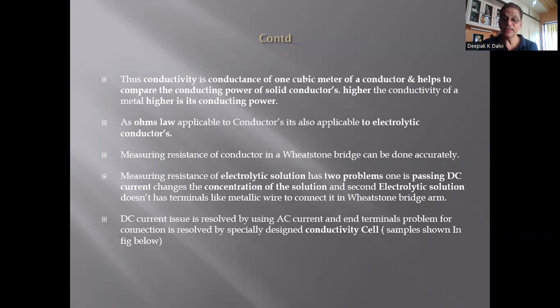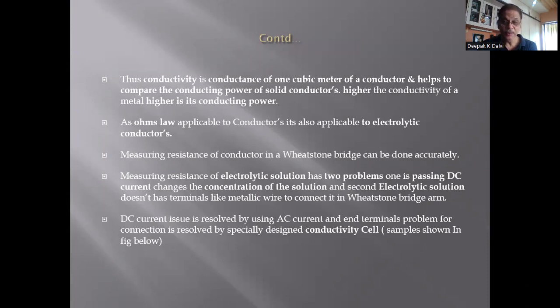One is that the current in a Wheatstone bridge is normally DC. That DC current changes the concentration of the solution, which we don't want when we are measuring the resistance. The concentration should be stable. And secondly, the electrolytic solution is a liquid, so how will we have terminals, and how will we assemble it in the Wheatstone bridge, that is, the electrical circuit? So these are the two problems while measuring the resistance of an electrolytic solution.